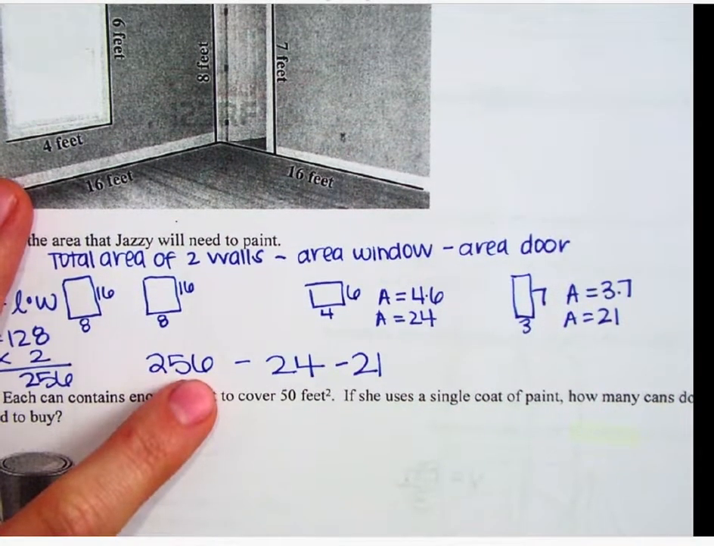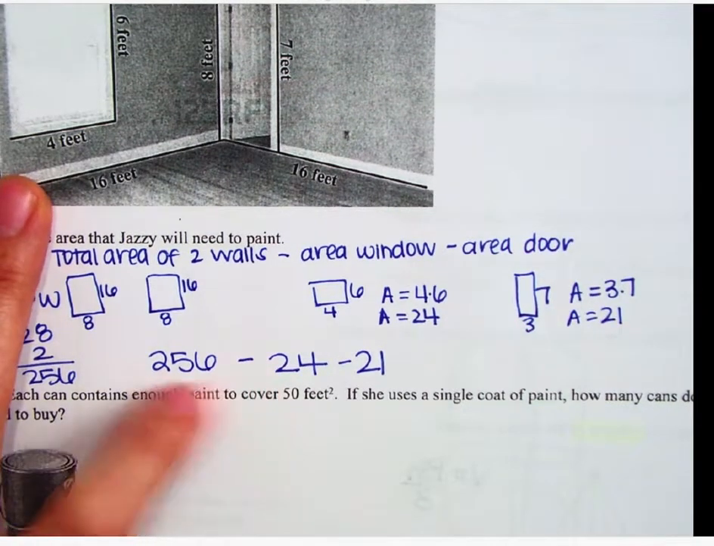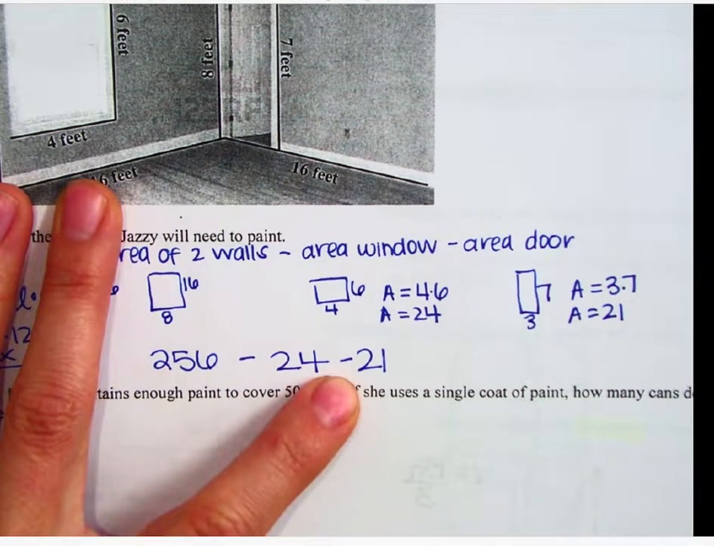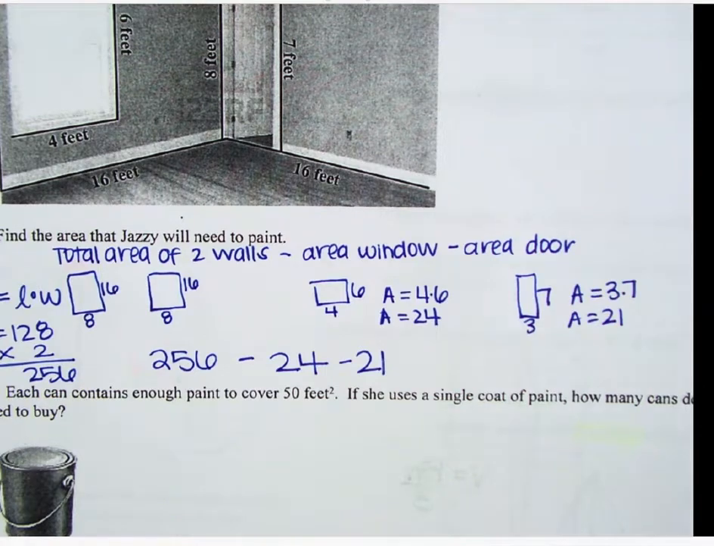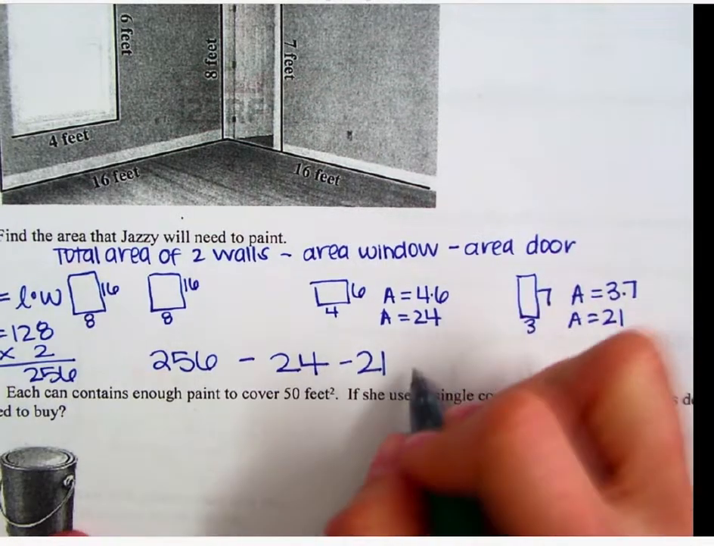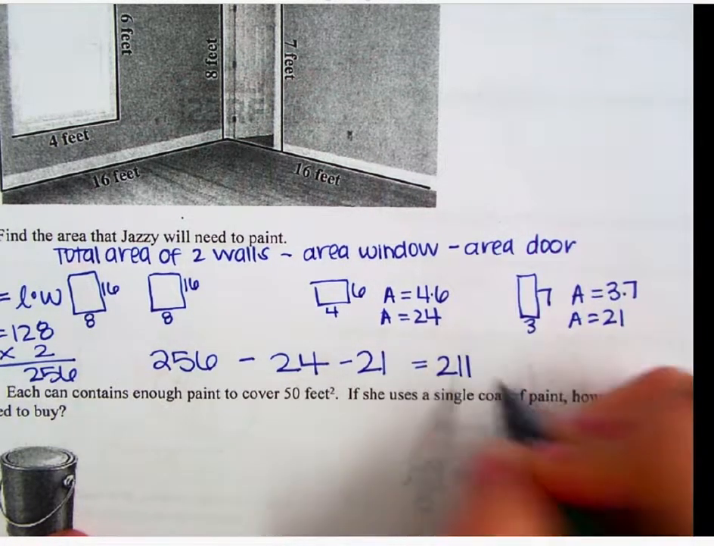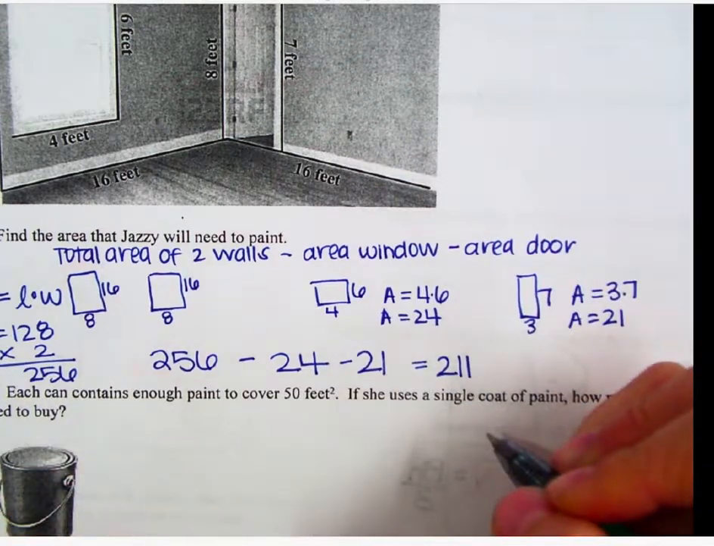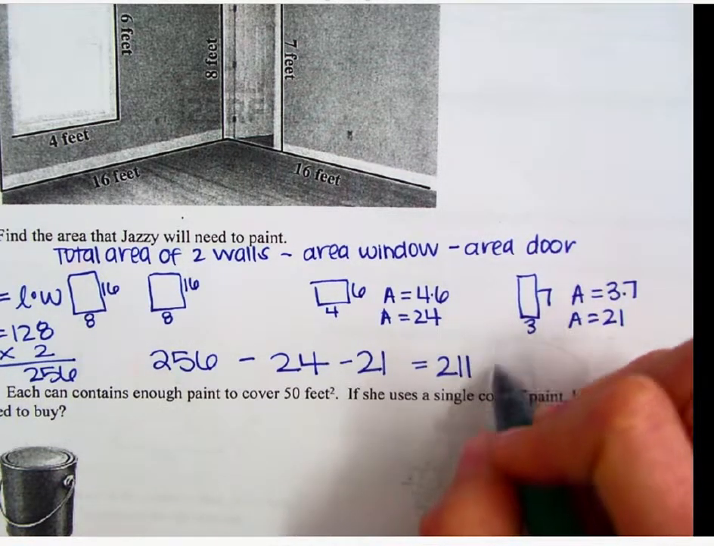So in the calculator, when I subtract 24 from 256, I get 232, and then 232 minus 21 gives me 211. We have to paint, or she's going to need to paint 211 square feet.